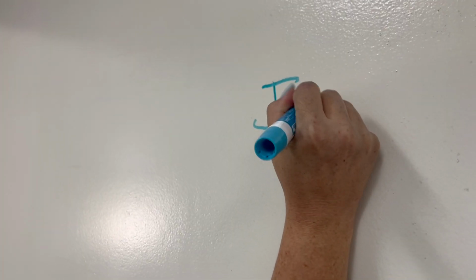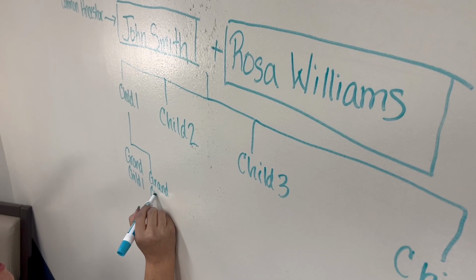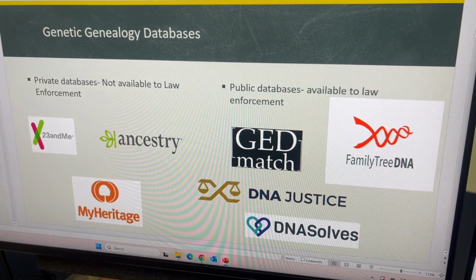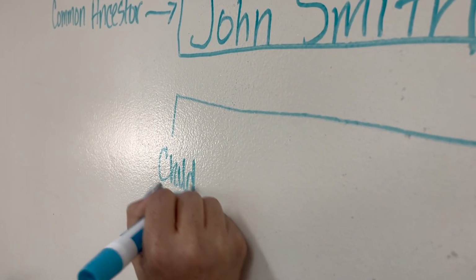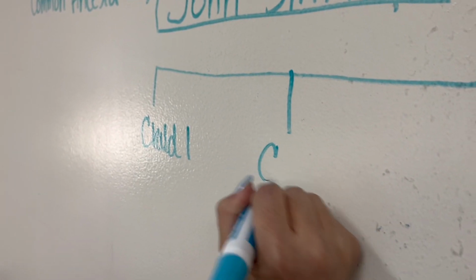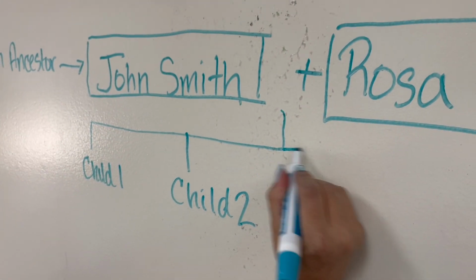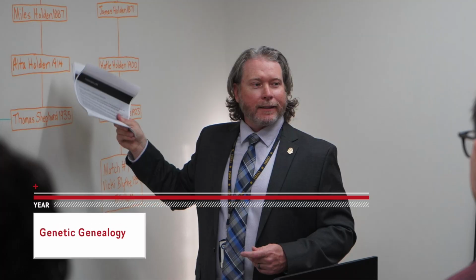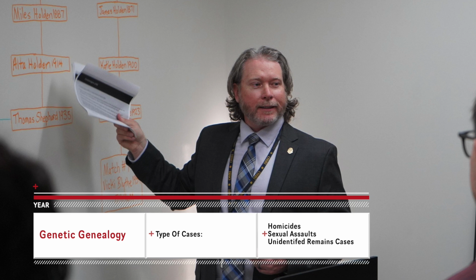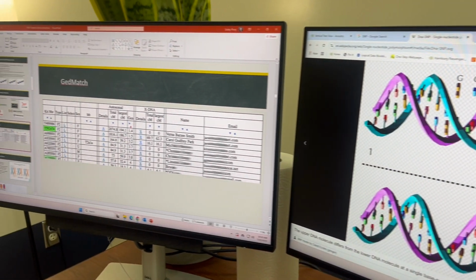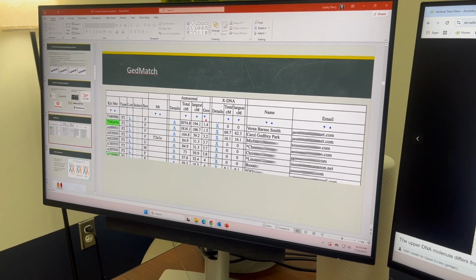So the first thing that we do when we're considering a case for genetic genealogy at the OSBI is we do a thorough evaluation of the case. There are circumstances that need to be met. There are rules that need to be followed when we select these cases. So we can only do genetic genealogy on homicides, sexual assaults, or unidentified remain cases. Another criteria that we have to make sure is met is that there need to be no uninvestigated leads.